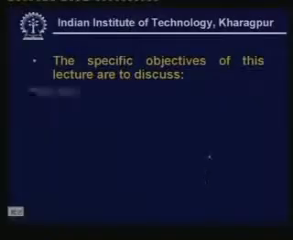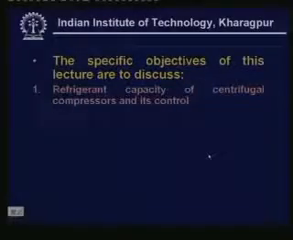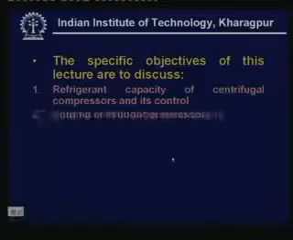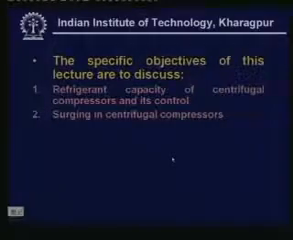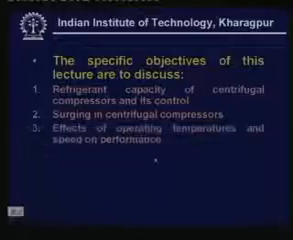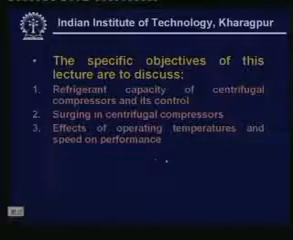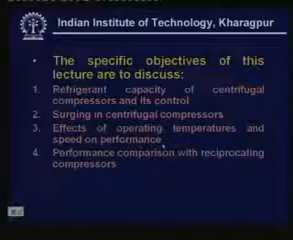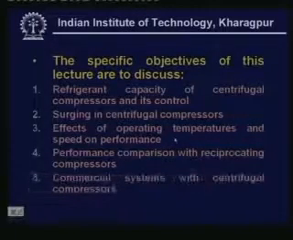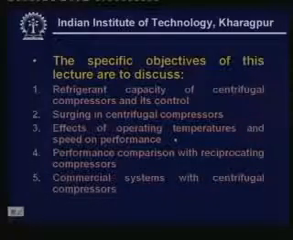Welcome back. This lecture is a continuation of the earlier lecture, wherein I introduced centrifugal compressors. In this lecture, I shall discuss the performance aspects of centrifugal compressors and briefly discuss the commercial centrifugal machines. The specific objectives are to discuss refrigerant capacity of centrifugal compressors and how to control it, discuss the phenomena of surging in centrifugal compressors, discuss the effects of operating temperatures and speed on performance, performance comparison with reciprocating compressors, and finally discuss briefly commercial systems with centrifugal compressors.